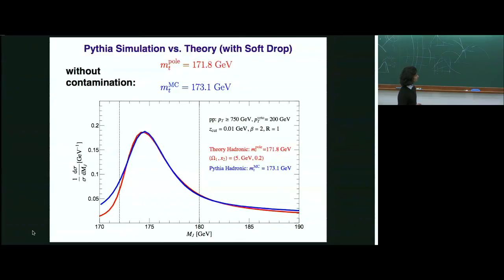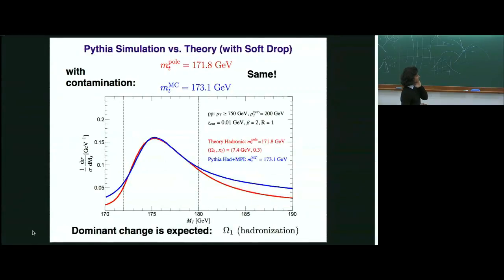And the dashed lines, they're the region where I fit it, because this is the peak region. I'm not really confident. My theory doesn't work very well beyond the dashed lines. And so without contamination, I get 171.8, and the Monte Carlo mass is 173.1.